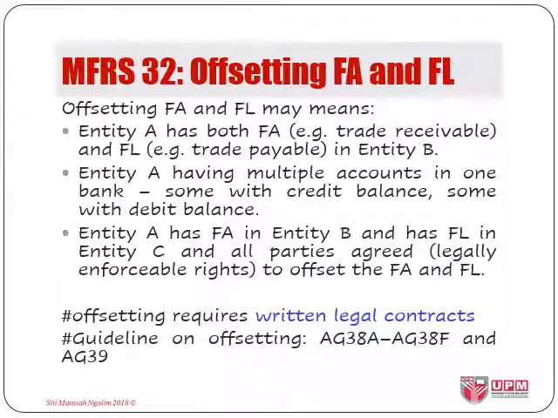Offsetting can also apply in a situation involving three parties, where one of them has a financial asset in one entity and a financial liability in the other entity, and all three of them agreed to offset the balances. One thing to remember is that it requires a written legal contract in order for it to be allowed. Further guideline on offsetting can be found in the appendix of the standard as shown here.